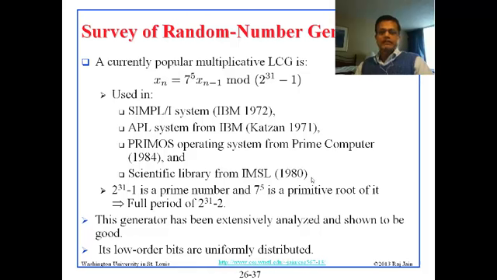This is x_n = 7^5 x_(n-1) mod (2^31 - 1). This is a multiplicative LCG, as you can see. It is used in Simple One on IBM computers, the APL system in IBM, Primos from Prime Computers, and the scientific library IMSL. The reason it is used is that 2^31 - 1 is a prime number, and 7^5 is a primitive root of it, and it gives you the full period.